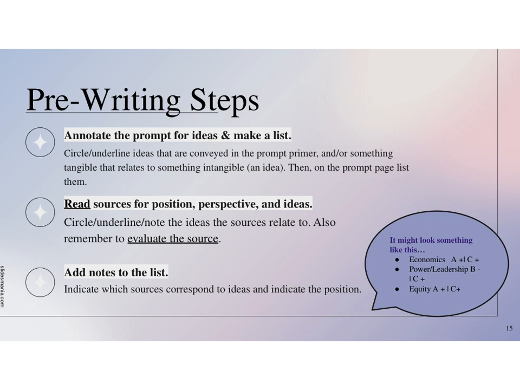If this seems a little abstract, what it might look like is you're going to read for the prompt and say the prompt's talking about economics, power, and equity. And I'm noticing that source A talks about economics and it has a positive position. So what I'm going to do is on my list, I'm going to put A and then put a positive. And then maybe I'm noticing in source B that it's talking about power and leadership, but it has a negative stance on the topic. So I'm going to list it here.